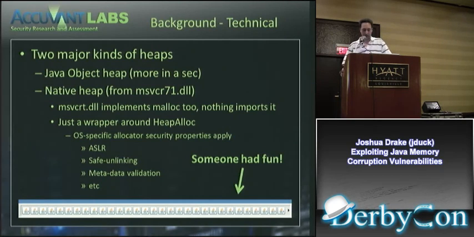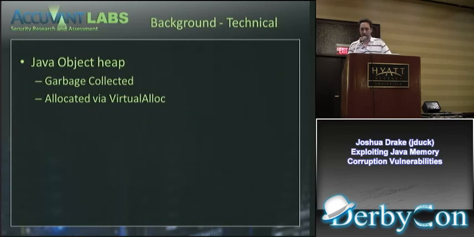The native heap is implemented in that C runtime library, and it's basically just a wrapper around heap alloc. So that means if you're on Windows 7 and you trigger a whole bunch of allocations of a certain size, it'll turn on LFH and you'll get ASLR from that heap, and all kinds of really annoying things that you don't like. But the Java object heap is different.